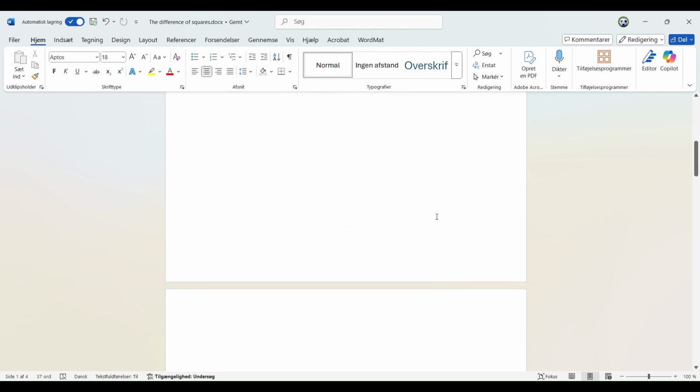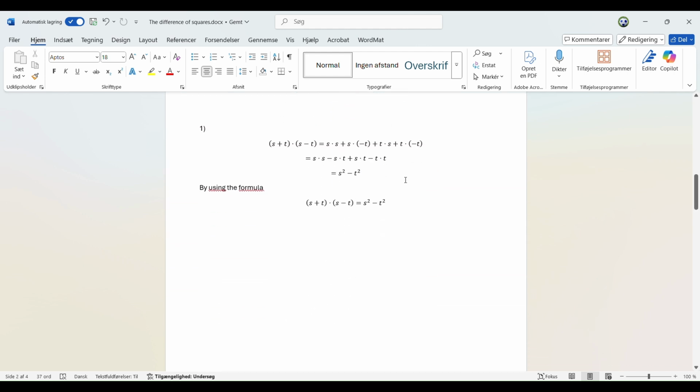So let's see that with a couple of examples. This time, instead of a and b, I've used s and t just to show that it's the same procedure. So s times s, that's this term, plus s times minus t, that is this term, plus t times s, that is this term, and plus t times minus t, that would be this term. Once again, plus multiplied by minus equals minus, and plus multiplied by minus equals minus.